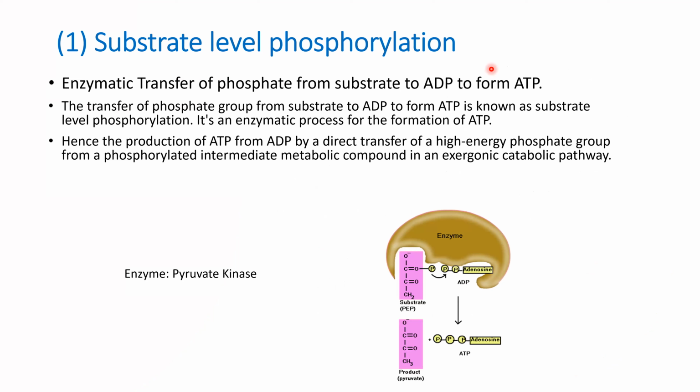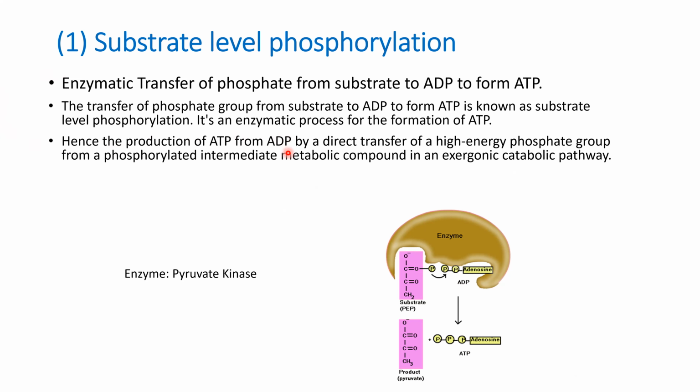The one-line concept of substrate level phosphorylation is that this is the enzymatic transfer of phosphate from a substrate to ADP to form ATP, right? In other words, there is a formation of ATP by the transfer of phosphate, but that phosphate group is directly transferred from the substrate, and this transfer is performed by enzymatic activity, right?